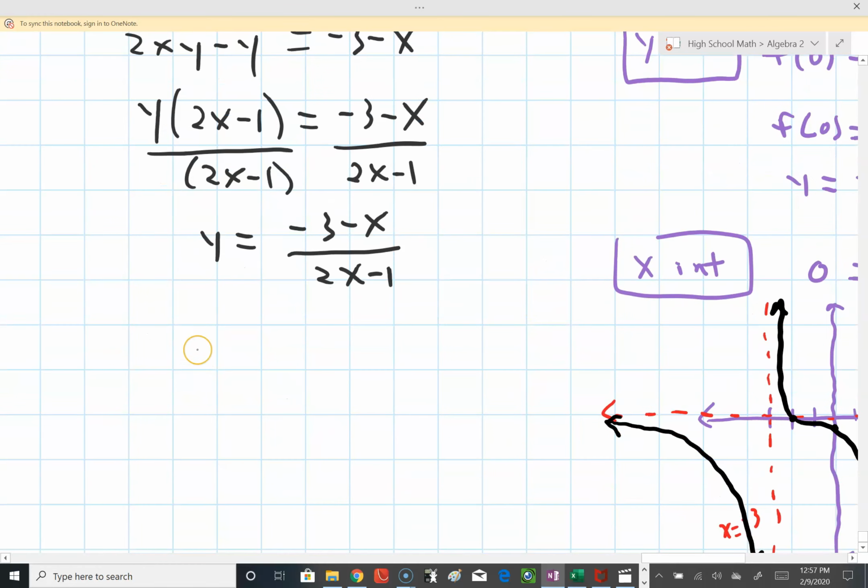And we call this the inverse function. We use this notation, f inverse of x. Looks like f to the negative 1 power. This function would undo the original function.